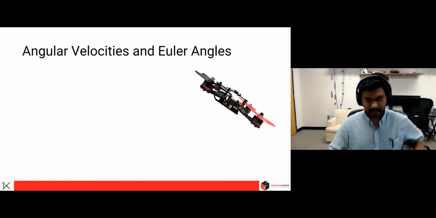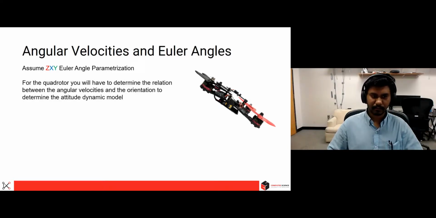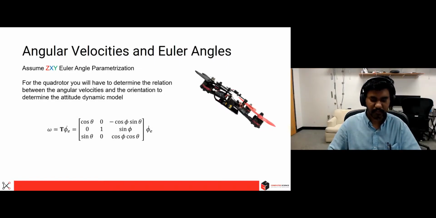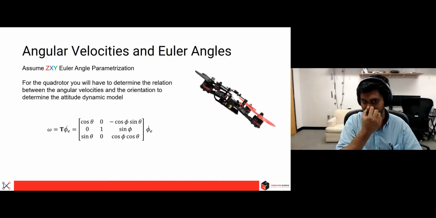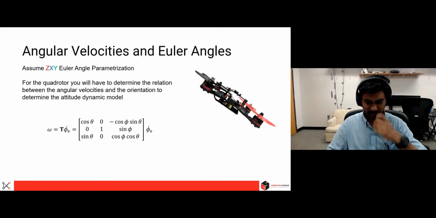Now we want to talk about angular velocities and Euler angles. Assume ZXY Euler angle parameterization. For the quadrotor, you will have to determine the relation between the angular velocities and the orientation to determine the attitude dynamic model, which is shown here. So the idea here is that even by using Euler angle representation, we can transform between the various coordinate frames the velocities obtained. The reason why this is important is because you might be calculating the velocities in an inertial frame or in a body fixed frame, and you might want to transform it vice versa for pose estimation, which we'll be talking about in the later lectures.